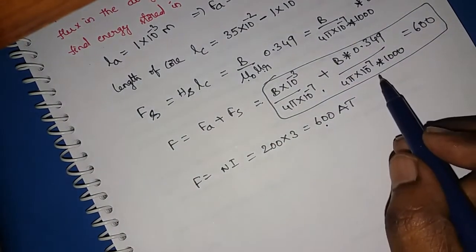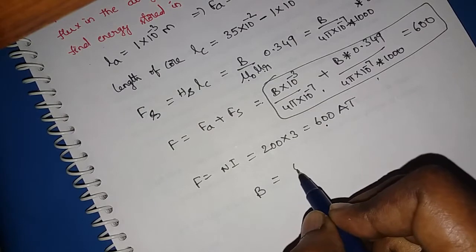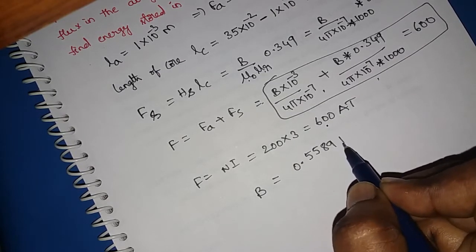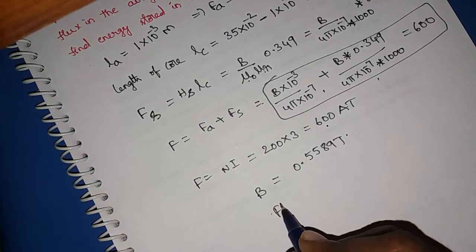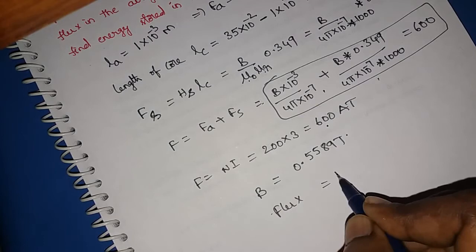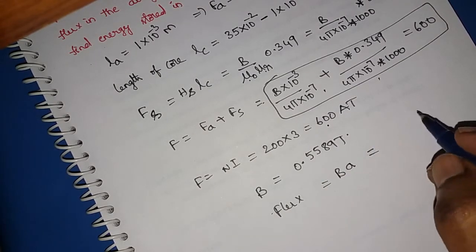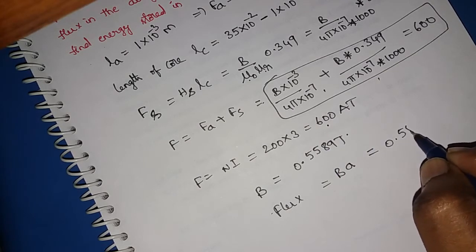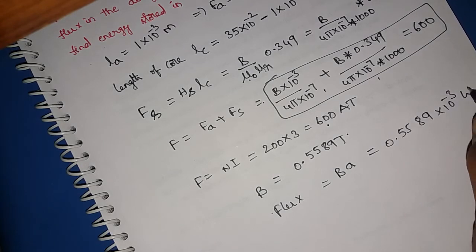Now if you solve this equation, you will get the value of B as 0.5589 Tesla. Therefore, flux is equal to B into area. If you calculate this, you may get 0.5589 into 10 power minus 3 Webers.